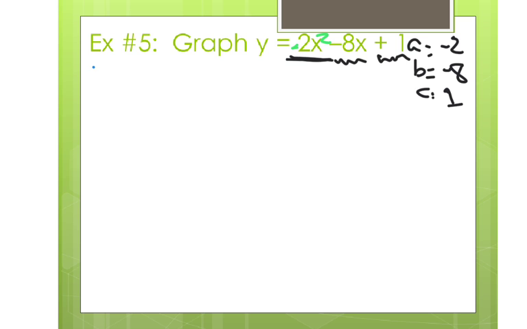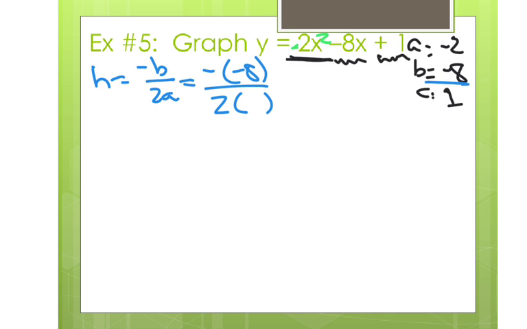To find our vertex, we're going to start with h, and the formula for finding h is negative b over 2a. So negative times our b value, which is negative 8, over 2 times our a value, which is negative 2. A negative and negative 8 is positive 8 in the numerator. In the denominator, 2 times negative 2 is negative 4. And 8 divided by negative 4 is negative 2.